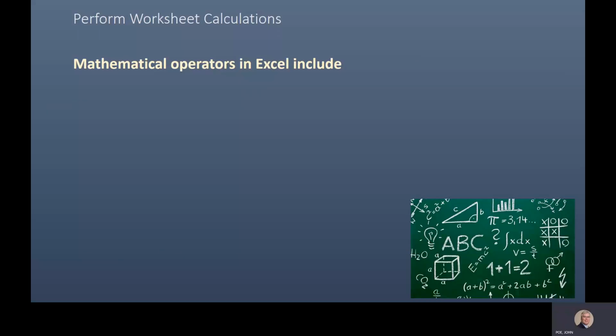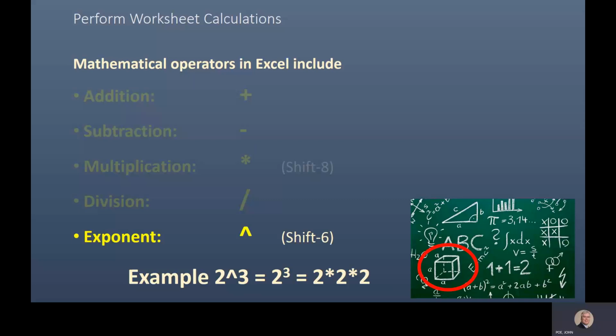The different math operators that we've talked about in the past include addition with the plus sign, subtraction with the minus, multiplication with the asterisk, or Shift 8 across the top of your keyboard, division, and the exponent. The exponent is called a caret, C-A-R-E-T, and it's Shift 6. This is how you might denote 2 to the 3rd power: a box that's 2 foot wide, 2 foot tall, and 2 foot deep.